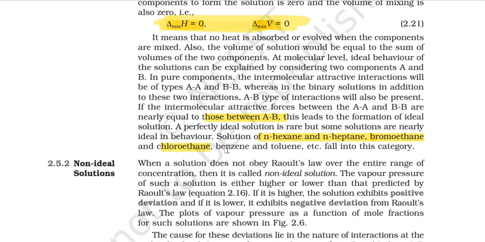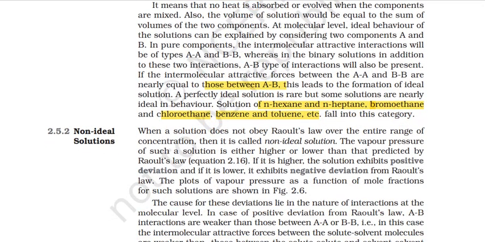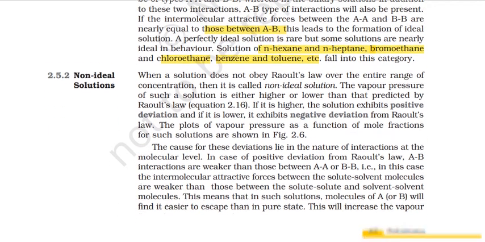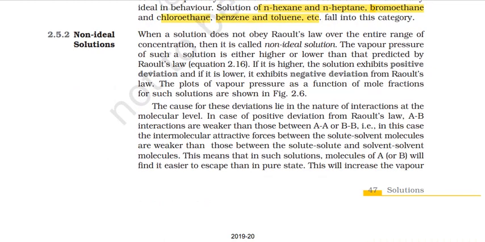Benzene and toluene, etc. fall into this category. Fine. N-hexane, N-heptane, bromoethane, chloroethane, benzene and toluene. These are examples of ideal solutions. Non-ideal mein ab humare paas do categories aati hai. Ones with the positive deviation from ideal behavior and the others with the negative deviation.